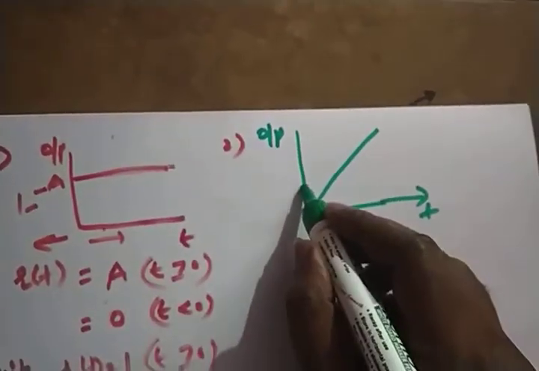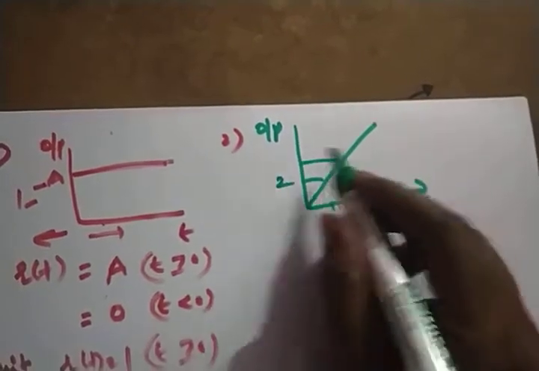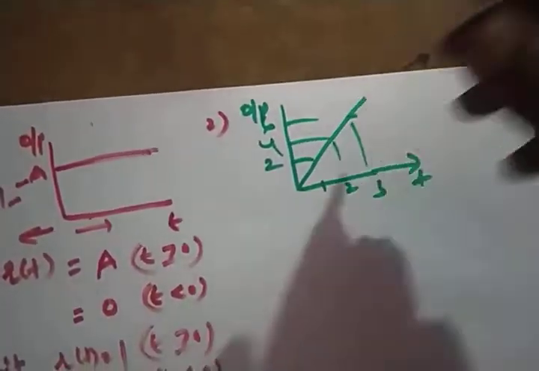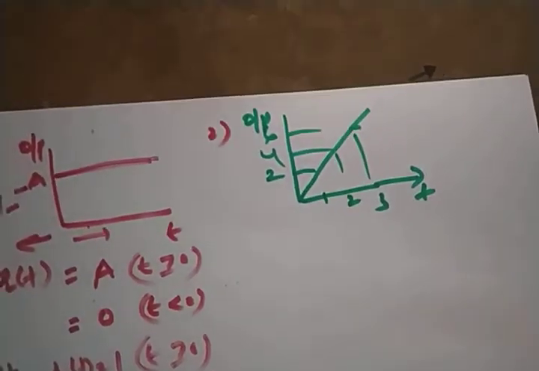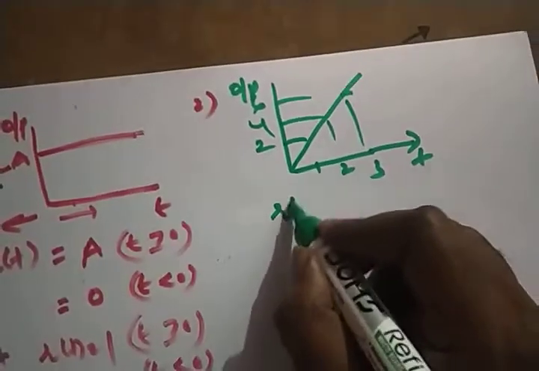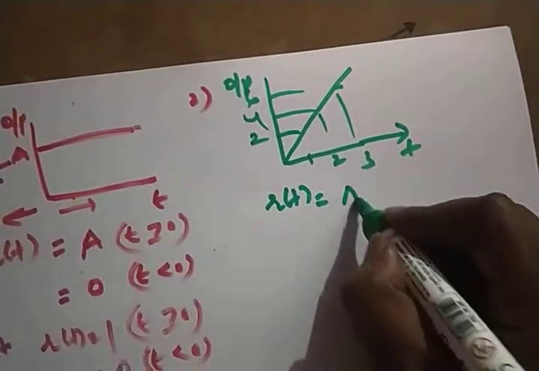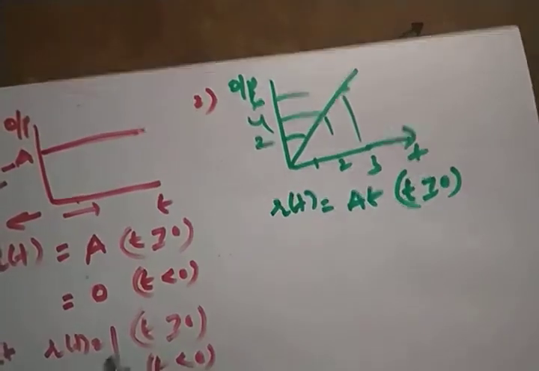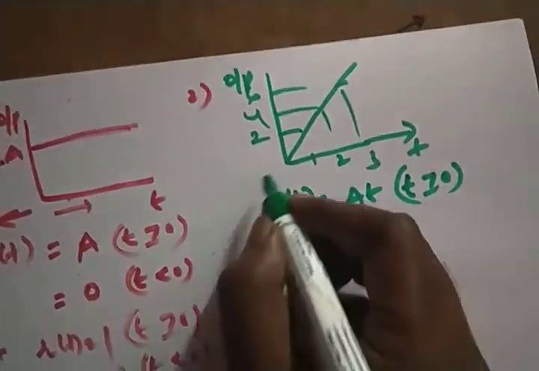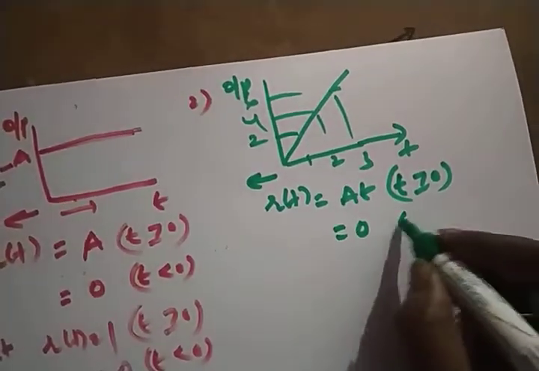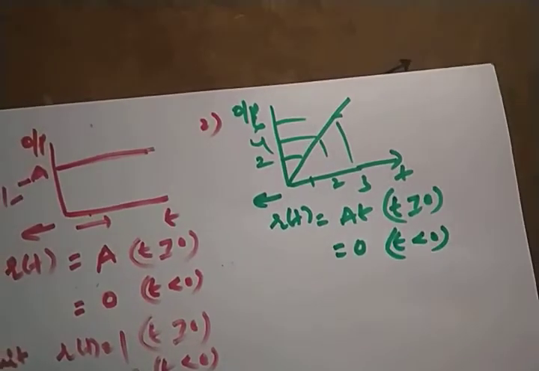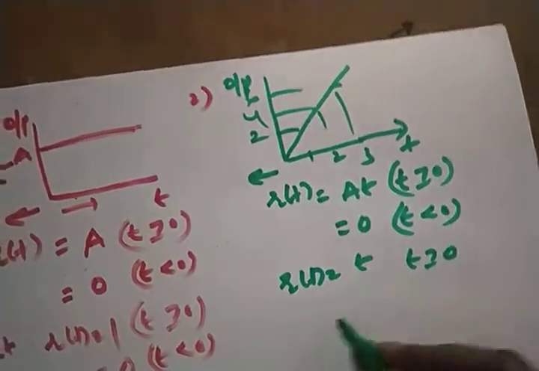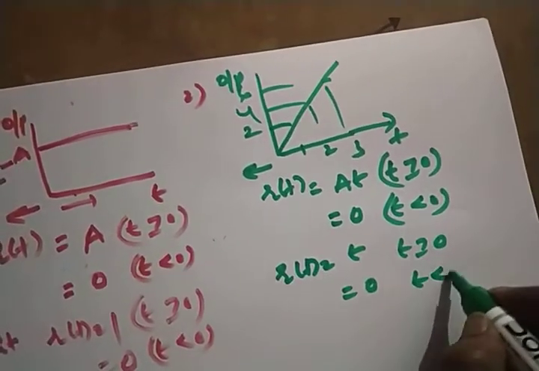Right, for 1 you have a 2, for 2 you have a 4, for 3 you have a 6. All these things vary linearly with time. So the notation is R(t) = At for t greater than or equal to 0, and equal to 0 for t less than 0. For a unit ramp, R(t) = t for t greater than or equal to 0, and equal to 0 for t less than 0.